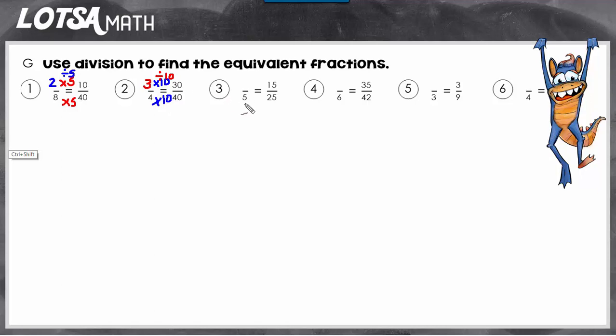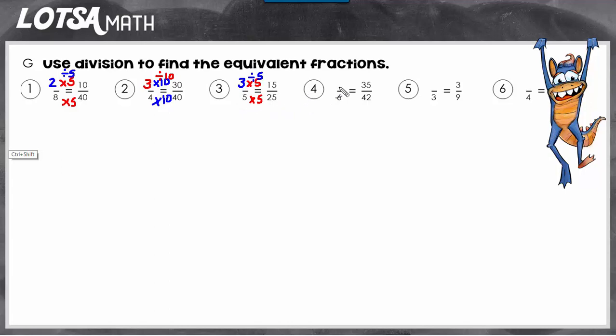So on number 3, we see that 5 is being converted into 25. So it's going to be multiplied by 5. So 5 times 5 is 25. And what you do to the bottom, you have to do to the top. But we don't know what to multiply by 5 to get 15. So if we think about it backwards, we can figure it out. Instead of thinking something times 5 equals 15, let's think the opposite. 15 divided by 5 equals something. So 15 divided by 5 is 3. So 3/5 is equivalent to 15/25.